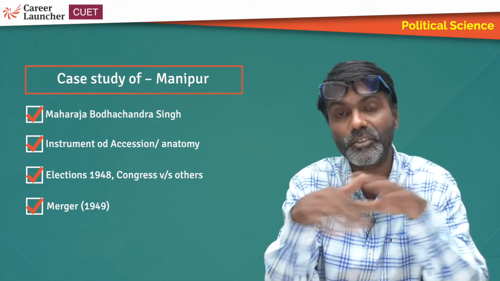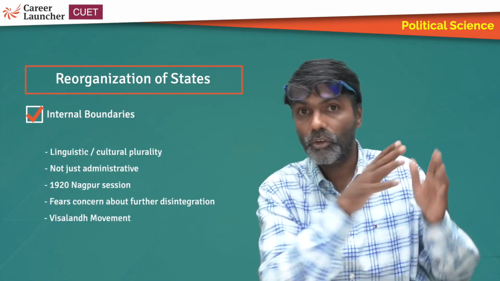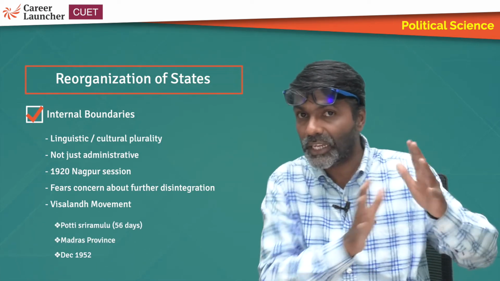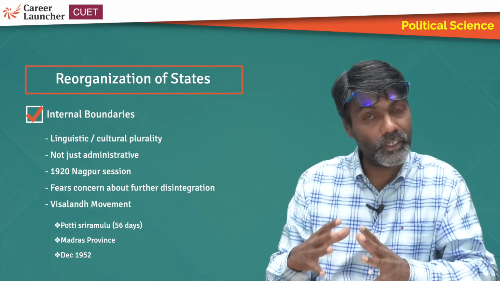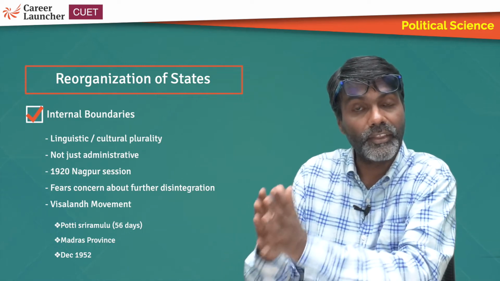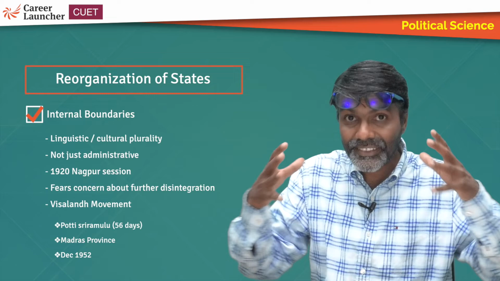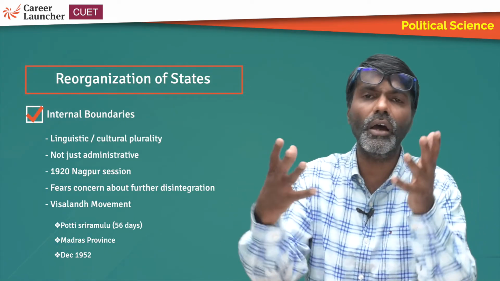That brings me to the last part of this chapter before we close, which is reorganization of states. So, the initial partition, migration, challenges we've covered, the integration of the princely states we have covered, and then as India moved into the 50s, the other significant challenge in our emergence as a single union was how do we manage such a large country?